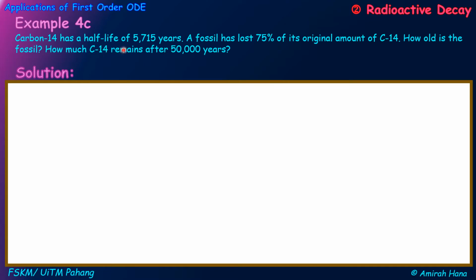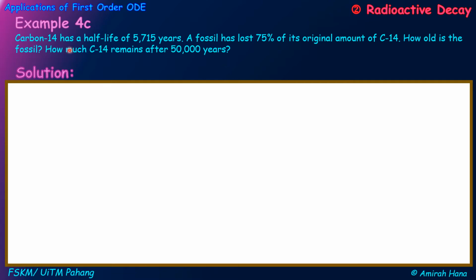Carbon-14 has a half-life of 5,715 years. A fossil has lost 75% of its original amount of C14. How old is the fossil? How much C14 remains after 50,000 years?